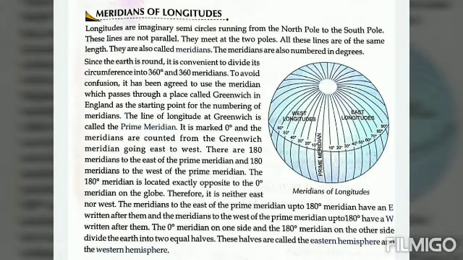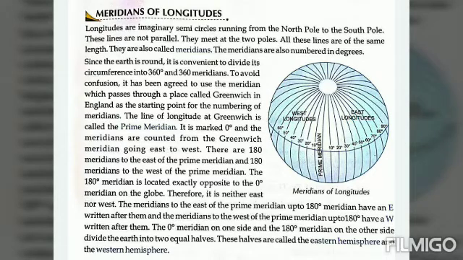The meridians are also numbered in degrees. As we number the latitudes, in the same way longitudes are also numbered in degrees. Since the earth is round, it is convenient to divide its circumference into 360 degrees and 360 meridians. To avoid confusion, it has been agreed to use the meridian which passes through a place called Greenwich in England. It means Greenwich in England is taken as the starting point of the longitudes for the numbering of meridians.